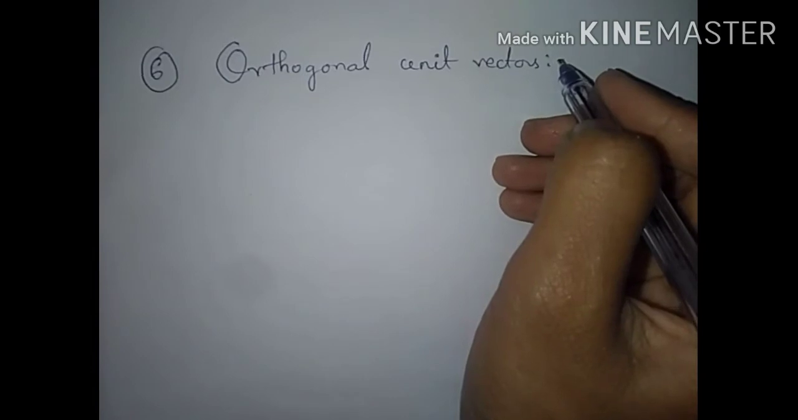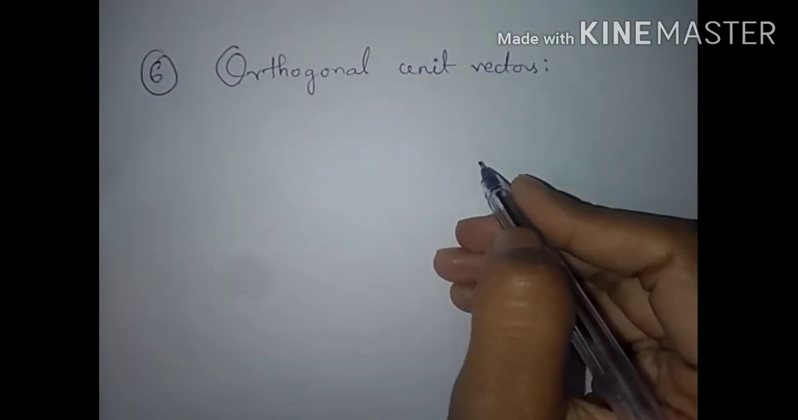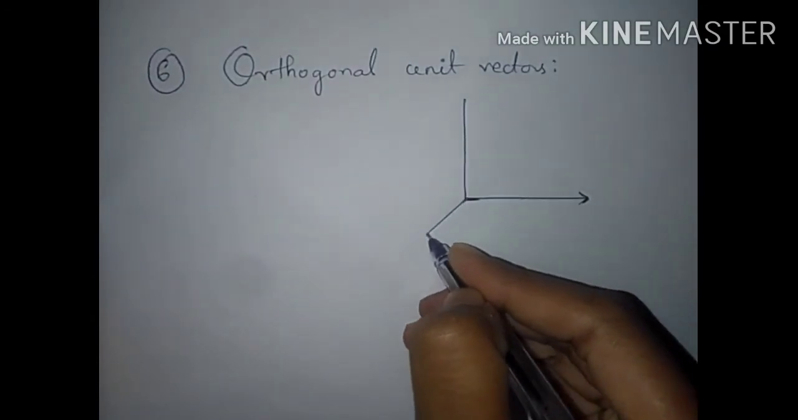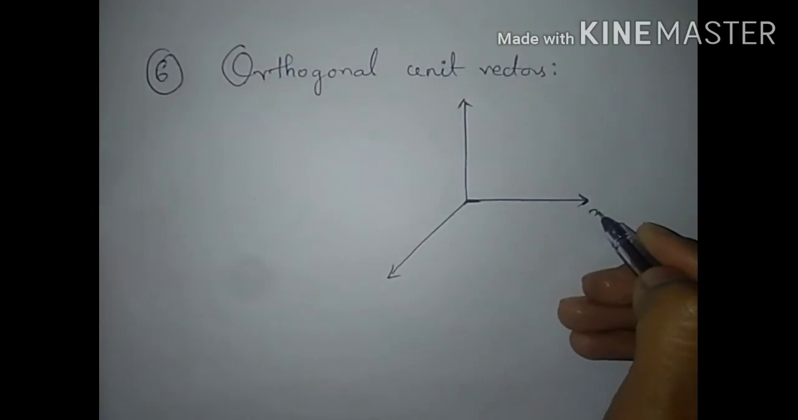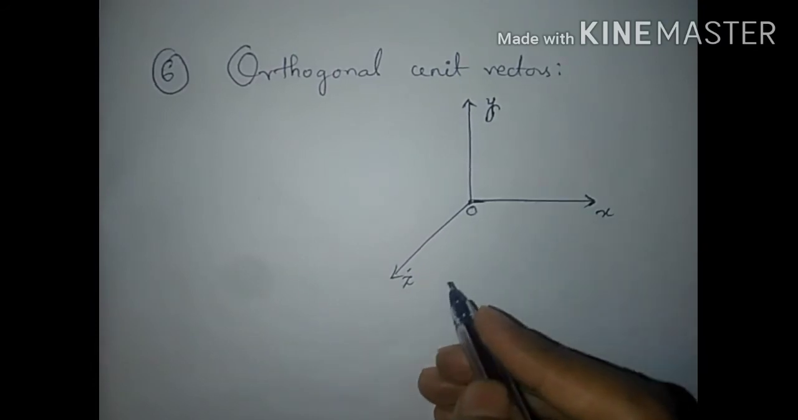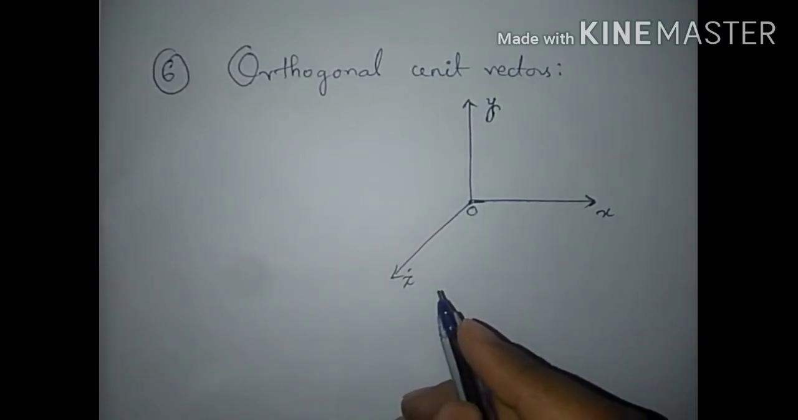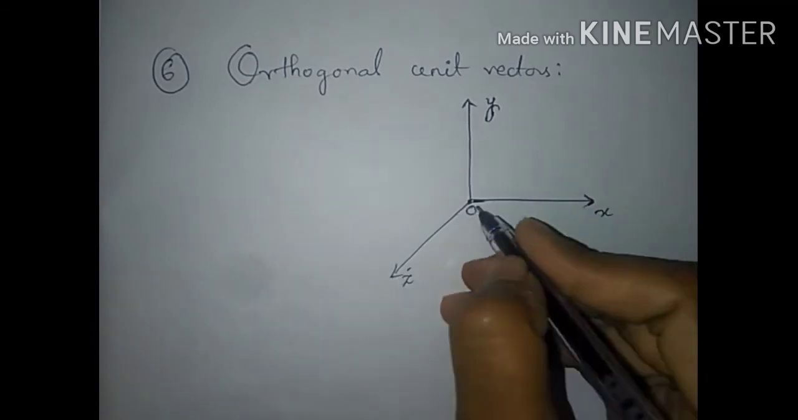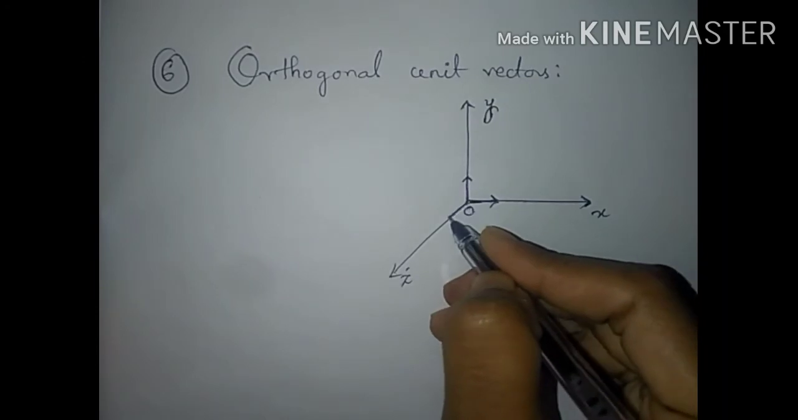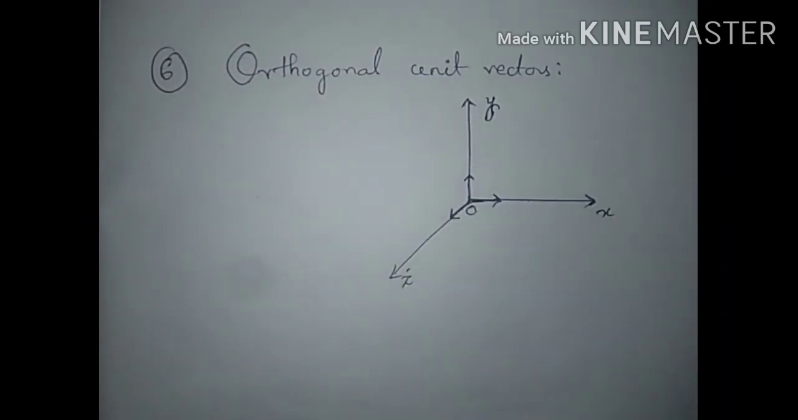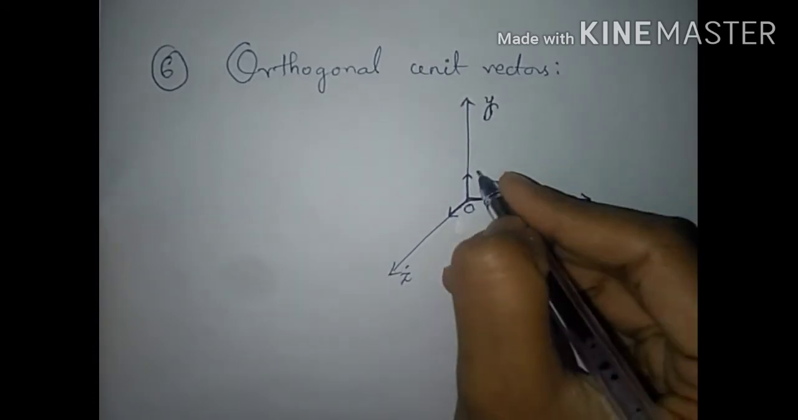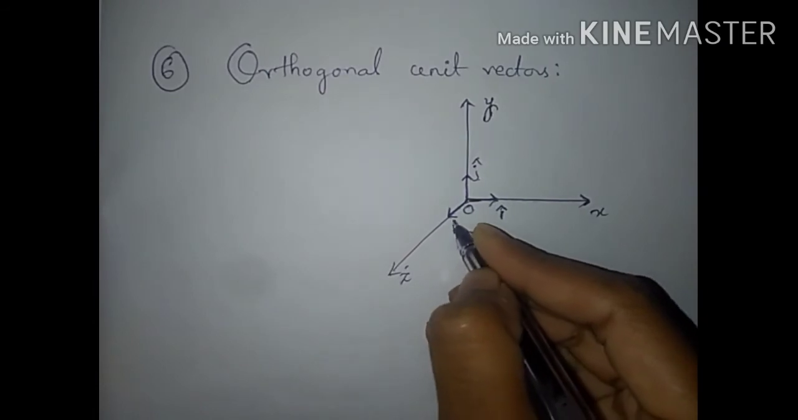What are these? So now consider the rectangular coordinate system, x, y, z. This is the origin of the rectangular coordinate system. Here you have the unit vectors along the x-axis, the y-axis and the z-axis. These unit vectors are represented as i cap, j cap and k cap.